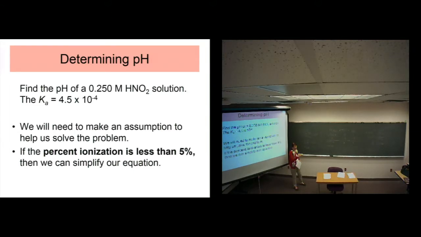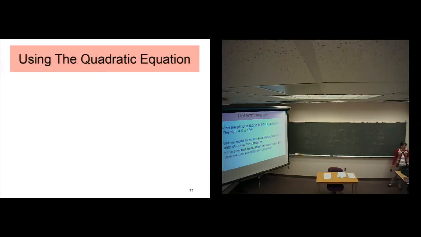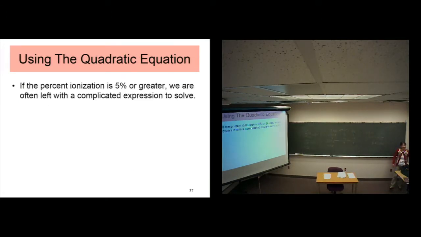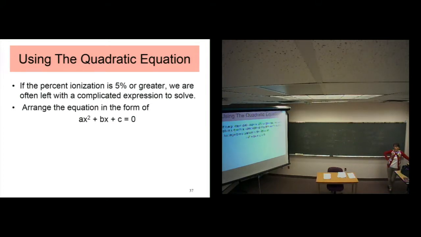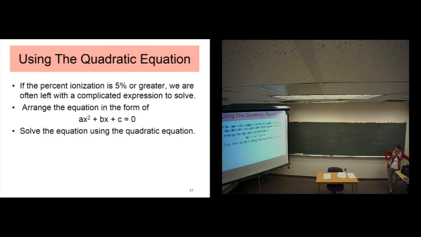But what if it wasn't under 5%? What if it's over 5%? If it's 5% or greater, then it's going to be more complicated. So we're going to have to arrange this equation into the form ax squared plus bx plus c and then use the quadratic formula. Okay, if we're not familiar with that quadratic formula, that's in Appendix 3, so you can go ahead and review that in Appendix 3.